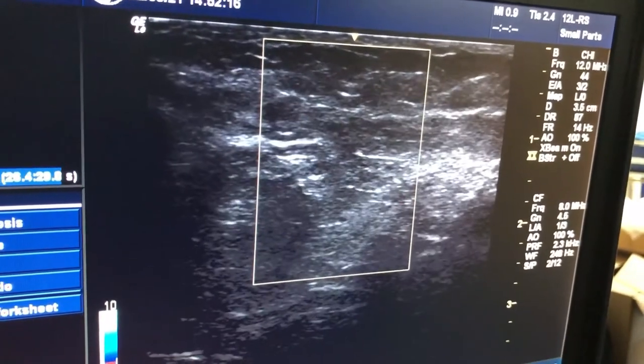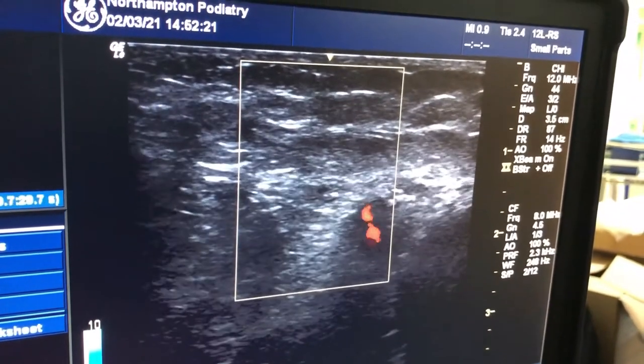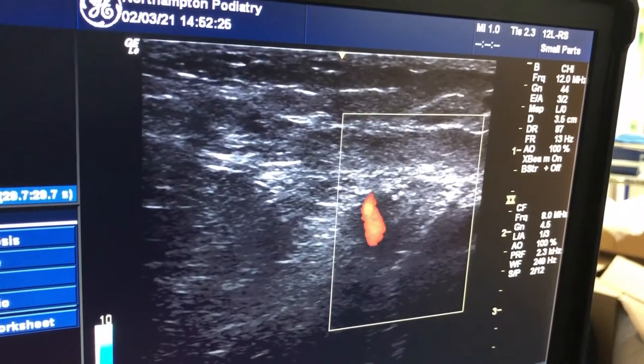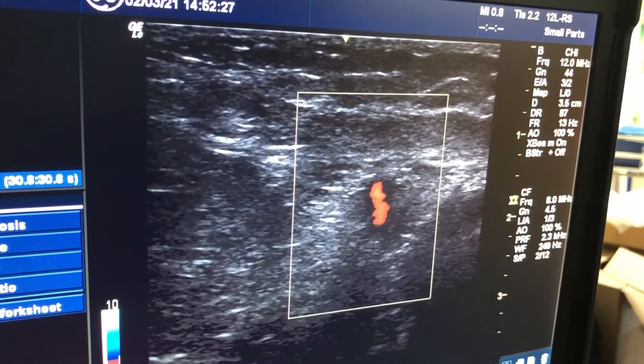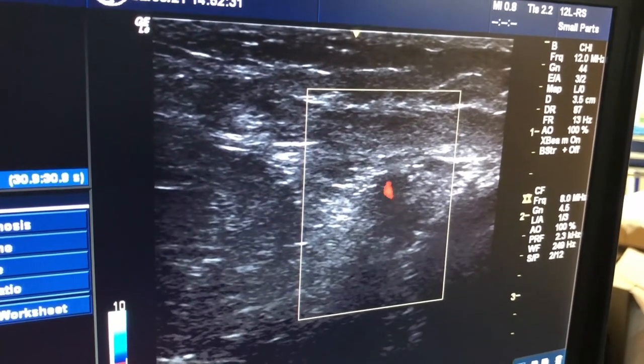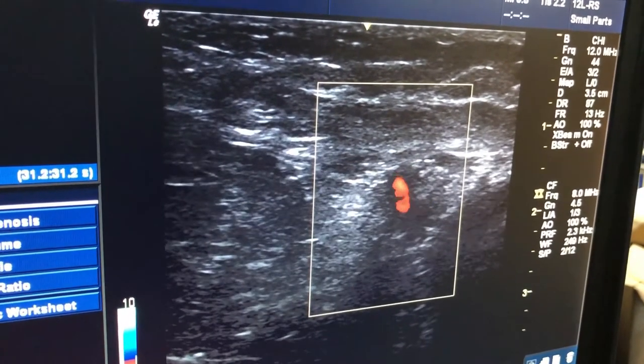So it's normally really good pulse then. Yeah. So there we are. I don't know if you can hold that and I'll do the on-screen movement. So here we can see the blood actually flowing into the foot. There's very little sort of blue flow at the moment. That's because the veins aren't working.